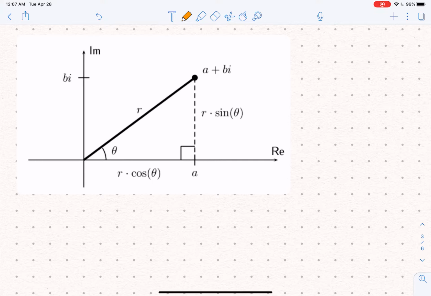What do we have here when we're looking at the point a plus bi? If you would like to understand where these coordinates a and b come from in terms of r and theta, the a, which is the x-coordinate, is equal to r times cosine theta, and the b, which is the y-coordinate, is equal to r times sine theta.